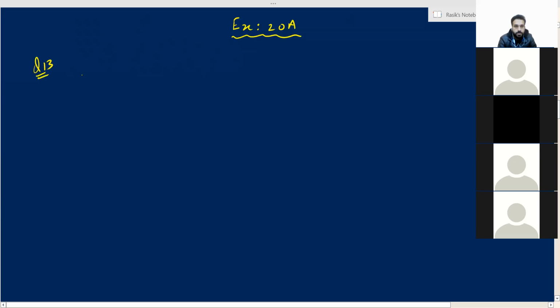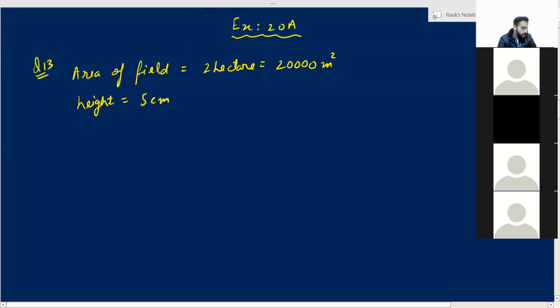Question number 13. Area of field on which we have recorded the rainfall. The area of the field was 2 hectare, which is equal to 20,000 meters square. This was the area of the field, and the height is 5 centimeter, because in the question it is given that there was a 5 centimeter rainfall. That means the water was filled to a height of 5 centimeter.